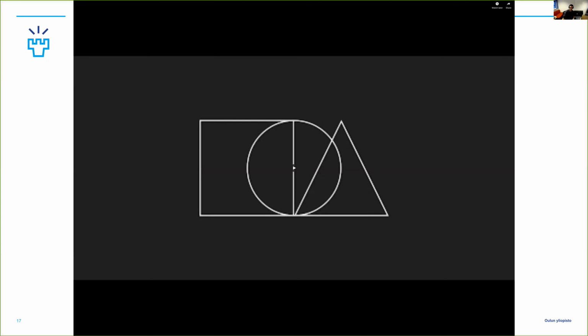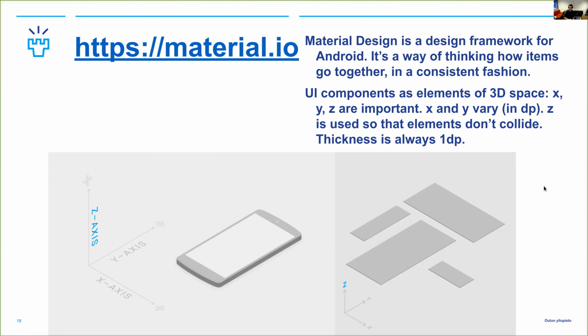So material.io is a website where Google has basically documented their thought process in creating this design framework. It's a way of thinking of design in a way that every single item is physically in front of you. If you think about two pieces of paper and you want to put them together, either you put them one on top of the other, or behind it, or side by side, but you can't merge them together like this, right?